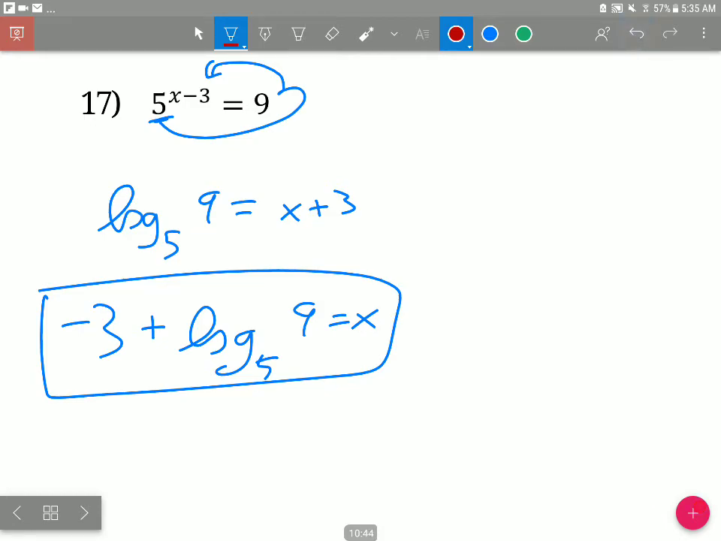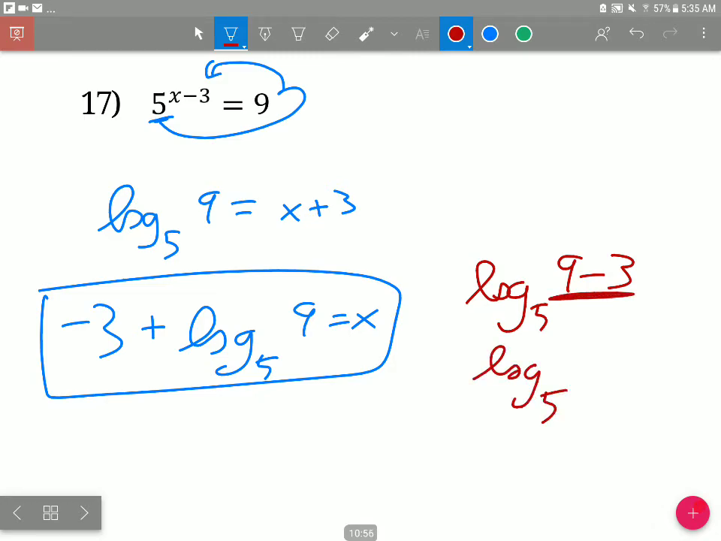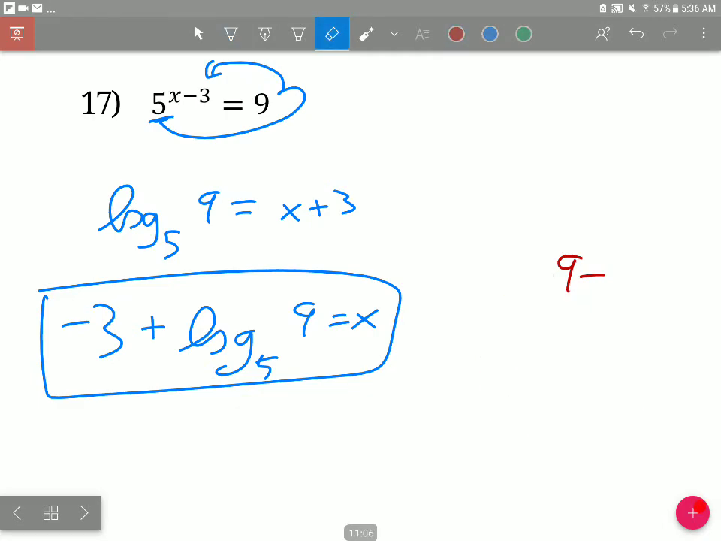If you write it like log base 5 of 9 minus 3, your biggest temptation is to combine these two and make it log base 5 of 6. You can't do that. You cannot break into a log like that. So don't do it. Just stick it out front. It's kind of the proper way of writing it, but whatever.